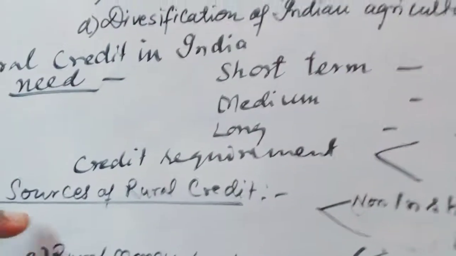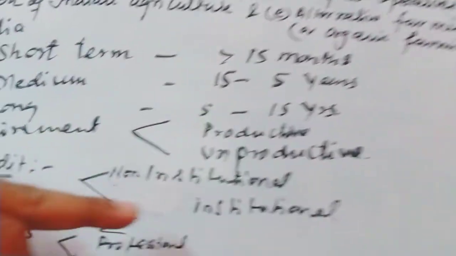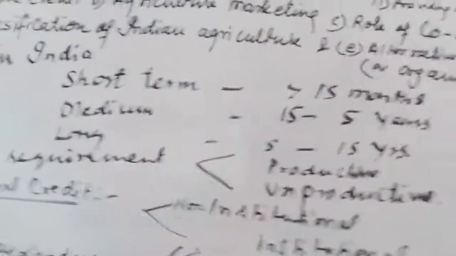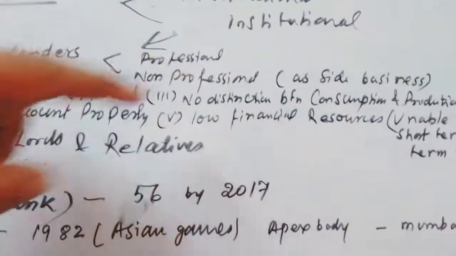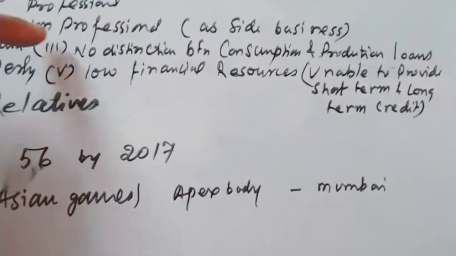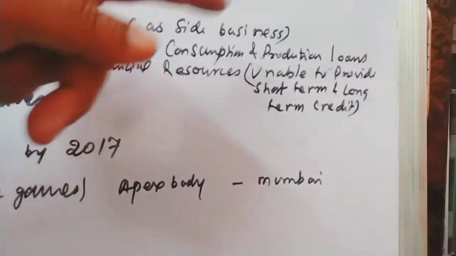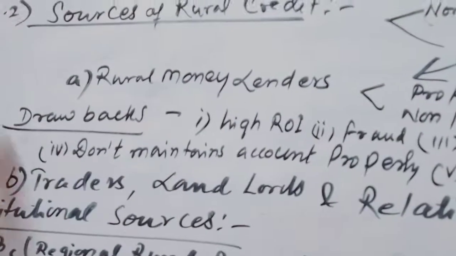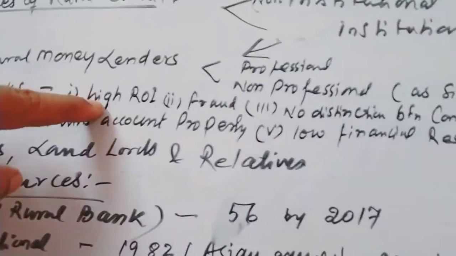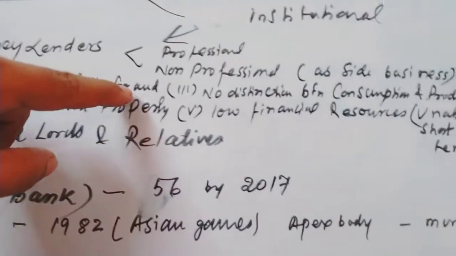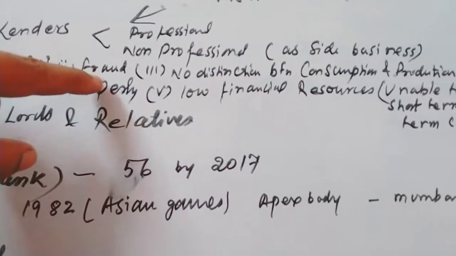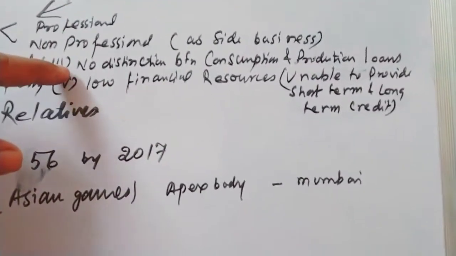Now sources of rural credit. First is non-institutional, second is institutional. First we'll focus on non-institutional. So rural money lenders: here there are two types, professional and non-professional. The non-professionals lend money as a side business, means they are farmers as well, rich farmers, and they are giving loans to the rural people. And what are the drawbacks? High rate of interest. Rate of interest बहुत ज़्यादा होता है. Fraud, they are also doing some fraudulent things, taking thumb impressions, and later on grabbing land also.